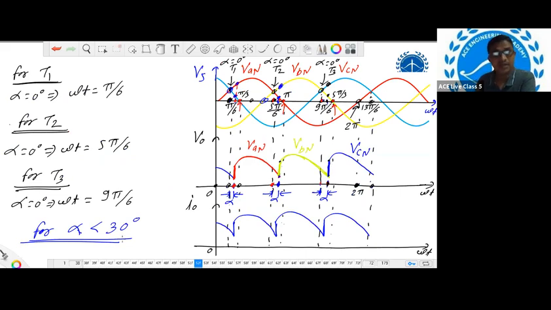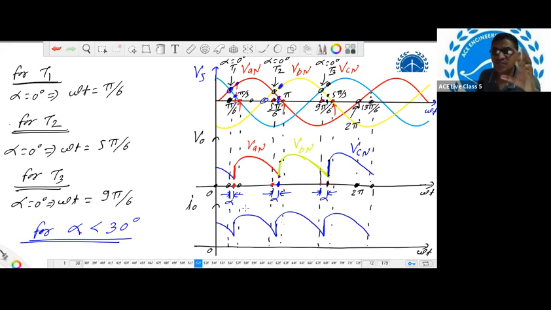So this is when alpha is non-zero. For the thyristor rectifier, if I keep alpha equal to 0 degree, what will happen? Alpha 0 degree means I need to turn on thyristor T1 at omega t equal to pi by 6, T2 at 5 pi by 6, and similarly T3 at 9 pi by 6. So from this instant the output is VAN. The same waveform as the diode rectifier is obtained when alpha equals 0 degree in the thyristor rectifier. As discussed yesterday, I0 will be in phase with V0 because the load is purely resistive.